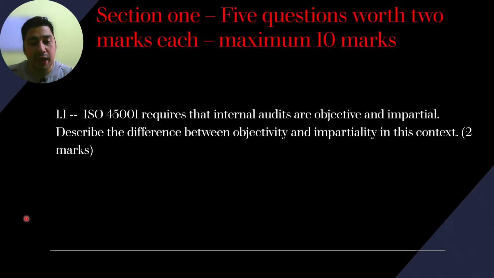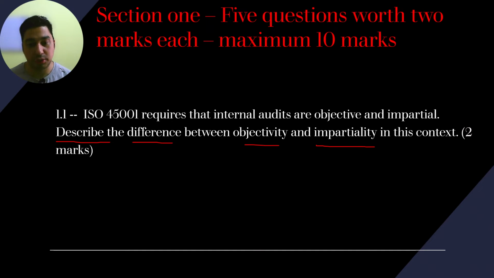Okay. Now, what is the main thing? What are the main words in this question? That is the trick that you have to apply during the exam. In the whole question, there are only a few important words that you have to identify, and you have to understand them first to answer the question. So let's identify which are those words. Okay, it requires that internal audits are objective and impartial. Describe the difference. So we have to describe. Okay, describe what? We have to describe the difference between what? Between objectivity and impartiality.